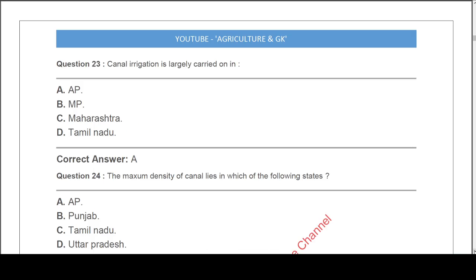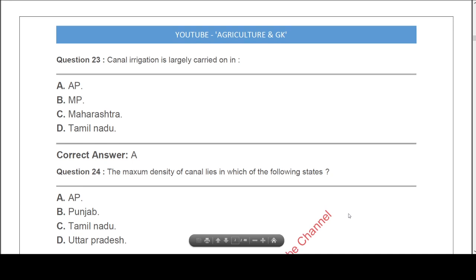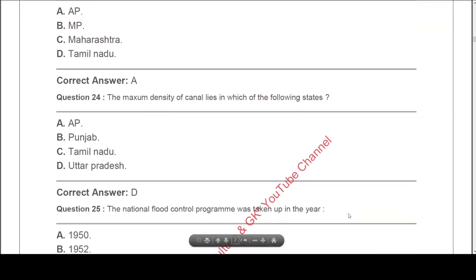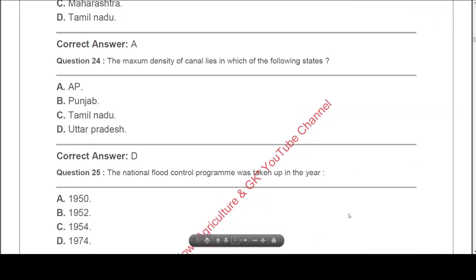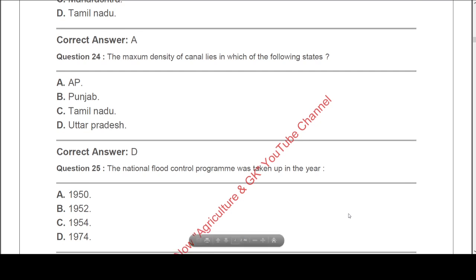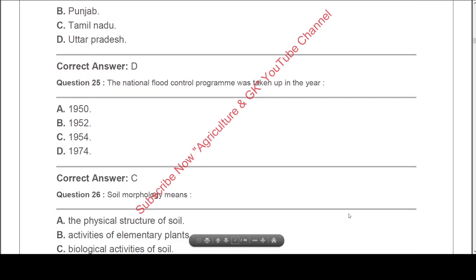Canal irrigation is largely carried on in Andhra Pradesh, AP. The maximum density of canal lines is present in which of the following states? It is Uttar Pradesh, option D. The National Flood Control Program was taken up in the year, option C, that is 1954.